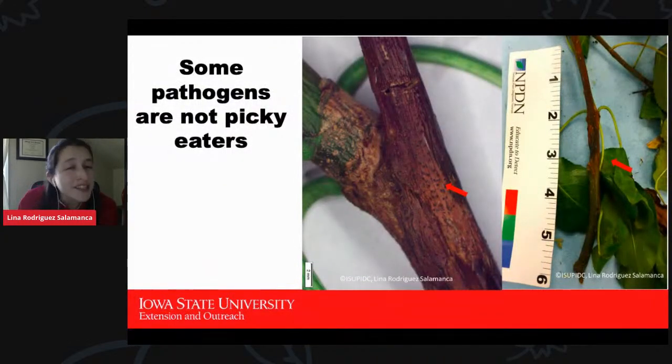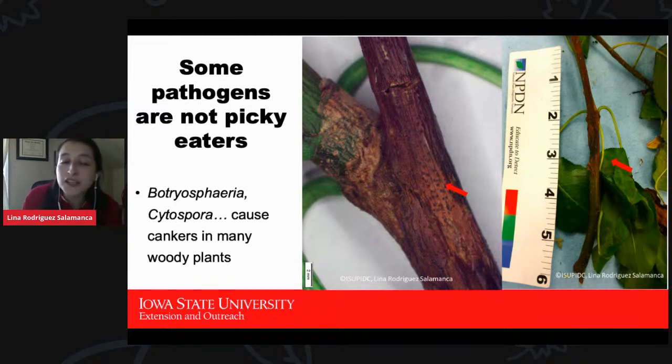As far as those exceptions, that's what I like to call the pathogens that are not picky eaters. They will go to everything and anything. And examples that I see in the clinic often are fungal pathogens that cause cankers in woody plants. And I see them throughout a vast variety of shrubs and trees.